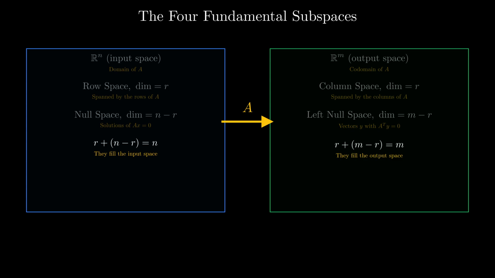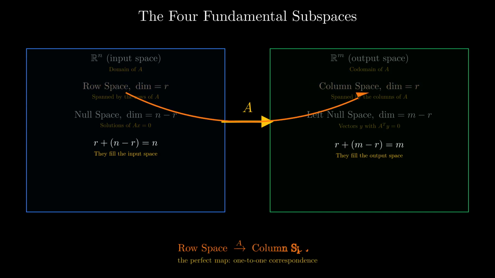The row space and the column space, both of dimension R, are the 2 stars of this story. The matrix A maps the row space perfectly onto the column space. A clean one-to-one correspondence we will call the perfect map.